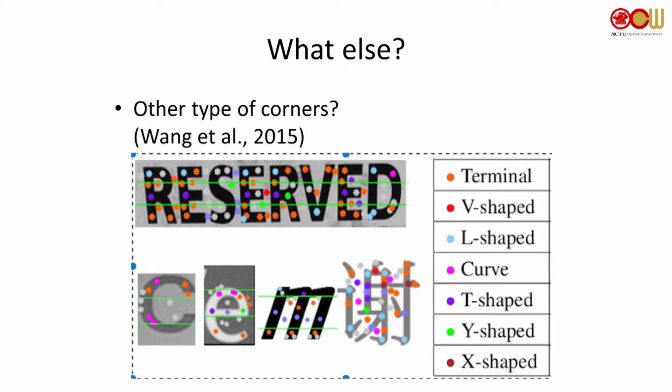Now I would like to challenge you a little bit more. This is one of my own papers from 2015. We would like to find different types of corners. Just like we said, there might be some terminal style corners, some V-shape or L-shape corners, or maybe some features like curves, or a T-shape, Y-shape, X. Is there any way to use a similar principle as the FAST detector to find different kinds of corners here?